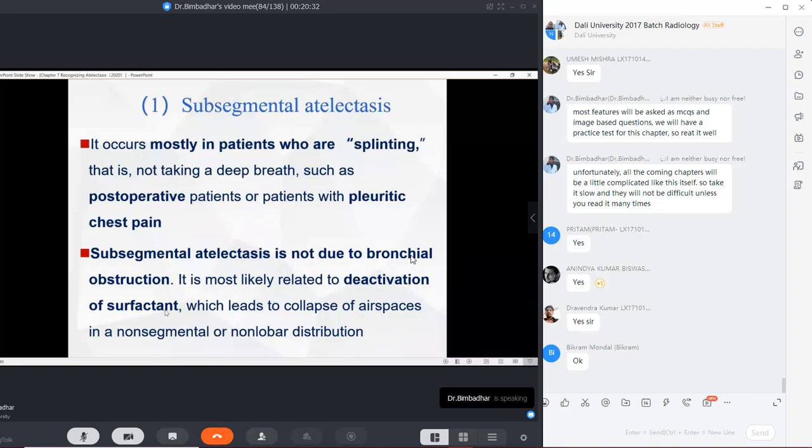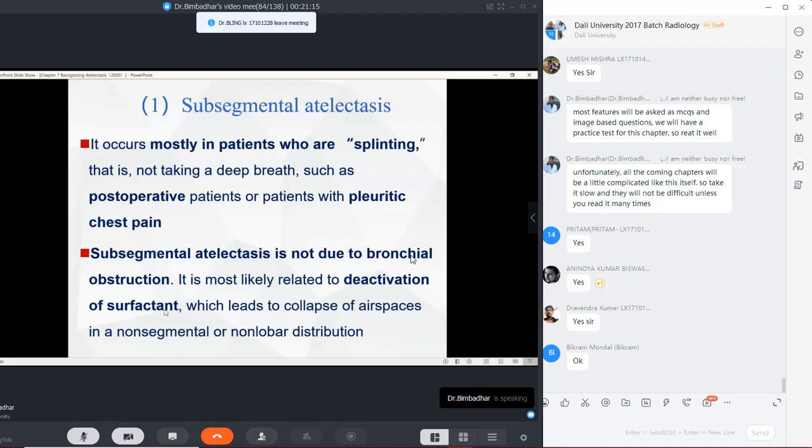Surfactant is a lubricative substance that provides complete expansion and relaxation, complete inflation and complete deflation of the lungs. Otherwise it leads to collapse of air spaces in a non-segmental and non-lobar distribution. If the surfactant is less, that particular segment will completely collapse. Surfactant provides enough aeration and complete inflation of the lung, and it is released by the type 2 pneumocytes, right?